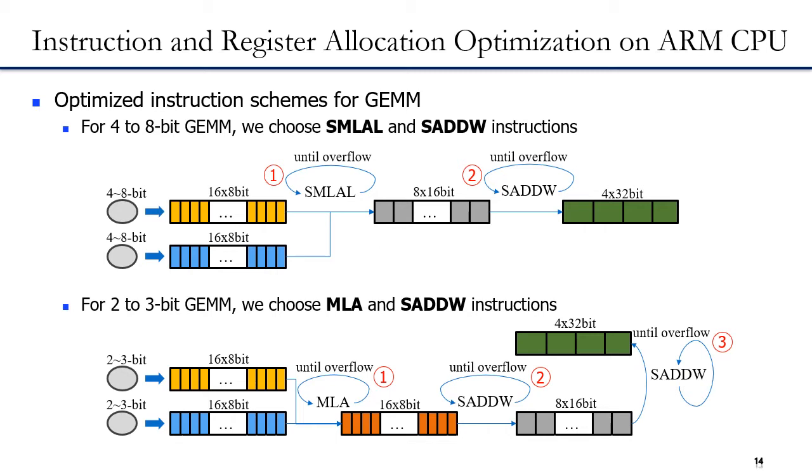For 2 to 3-bit GEMM, we choose MLA and both 8-bit and 16-bit SADDW instructions. We also load the input data to 8-bit registers, and the difference is the output of MLA instructions is 8-bit data, so we need to use both 8-bit and 16-bit SADDW instructions to accumulate the data to the final 32-bit registers.